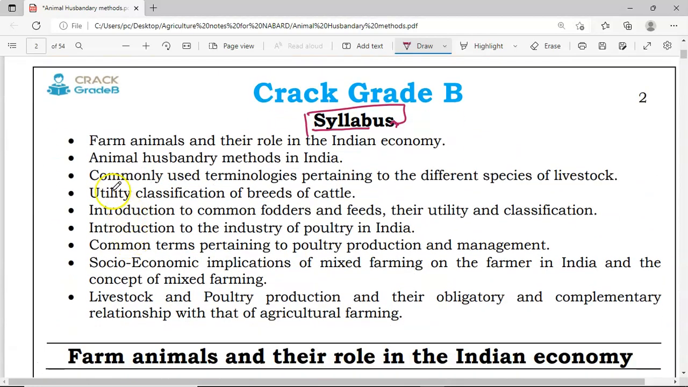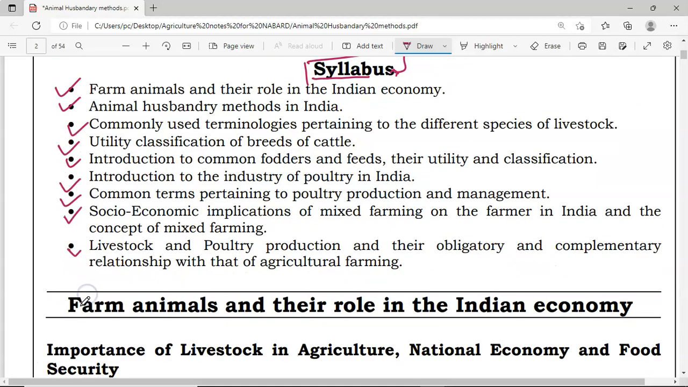We are covering farm animals and their role in the economy, animal husbandry methods, commonly used terminologies pertaining to the different species of livestock, utility classification of breeds of cattle, introduction to common fodder feeds and their utility and classification, introduction to the industry of poultry in India, common terms pertaining to poultry production and management, socio-economic implications of mixed farming on the farmer in India and the concept of mixed farming, and livestock and poultry production and their obligatory and complementary relationship with agriculture farming.